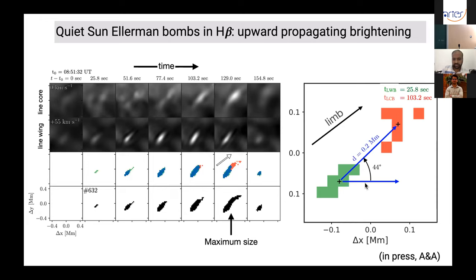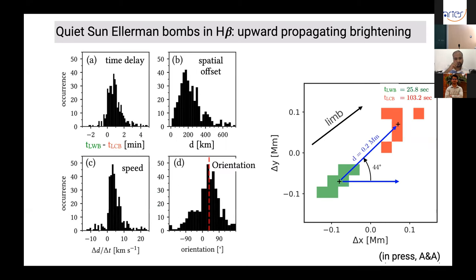Here what you see is when the event appeared for the first time in the line wing, and this is when it appeared for the first time in the line core. You see that there's a displacement between the brightening in the line core and line wing, in intensity and also in direction. We measure the direction, and this direction is usually toward the limb. If we do the statistical analysis of these events, the histogram of the displacement between the line wing and line core brightening is shown here.